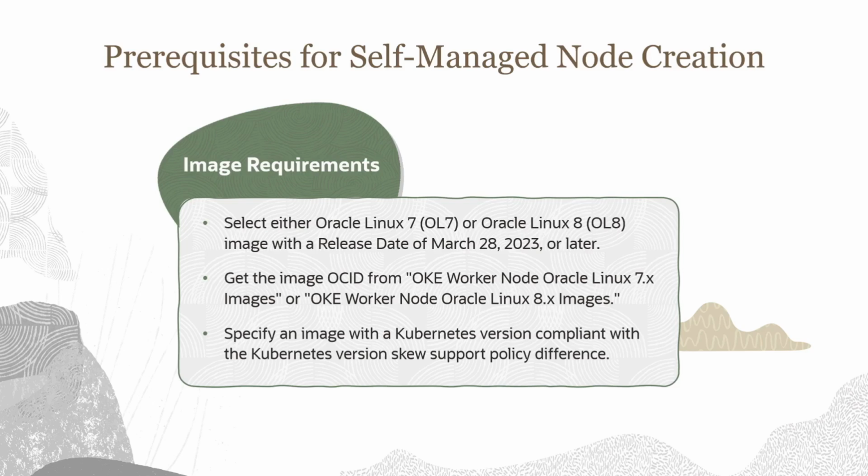When specifying an image, be mindful of the Kubernetes version it contains. It's your responsibility to select an image with a Kubernetes version that aligns with the Kubernetes version skew support policy, as outlined in the Kubernetes documentation. Keep in mind that Container Engine for Kubernetes does not automatically check the compatibility, so it's up to you to ensure harmony between the Kubernetes version on the self-managed node and the cluster's control plane nodes. These considerations will help you make informed choices when configuring images for your self-managed nodes.